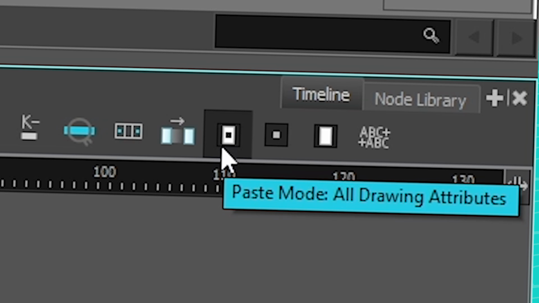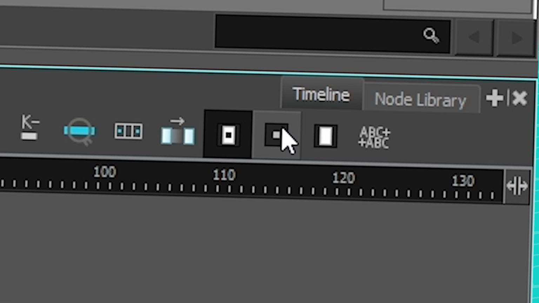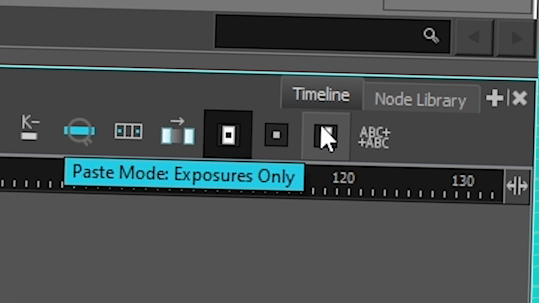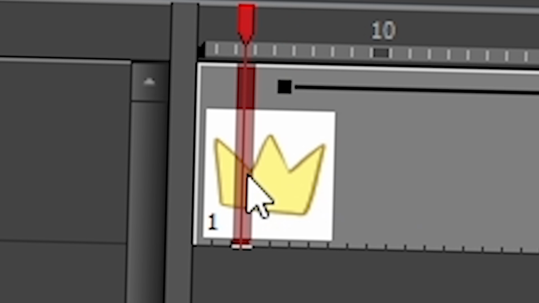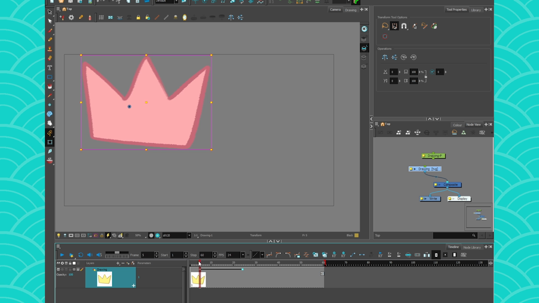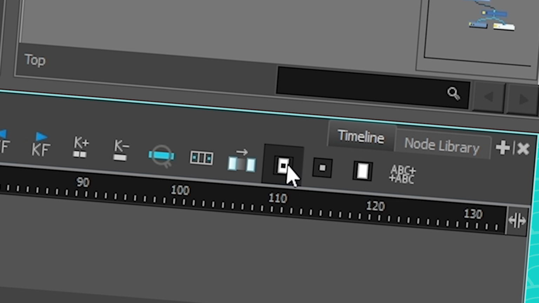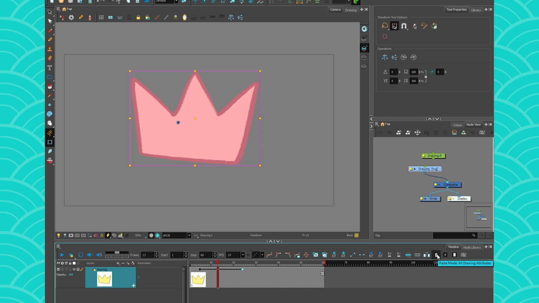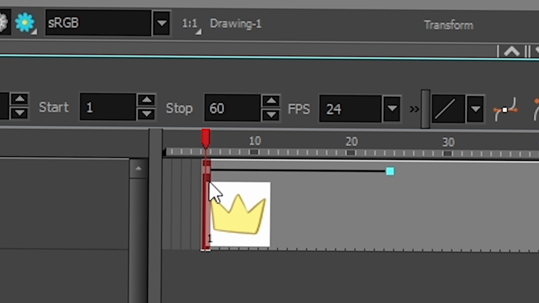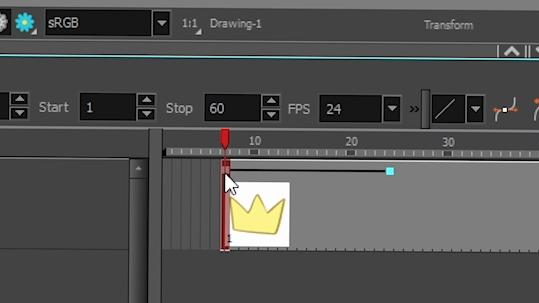The first one is called Paste Mode All Drawings Attribute, then Paste Mode Keyframe Only, and Paste Mode Exposure Only. So yeah, I've been calling it drawings, but really it's exposure. So exposure and keyframes. Right at the moment, I have the two of them on the same layer. So if I have this active, it says paste mode, but it's actually a manipulating mode, I guess. Because if I click in my timeline on this drawing over here and drag it, it's going to move both the keyframe and the drawing.